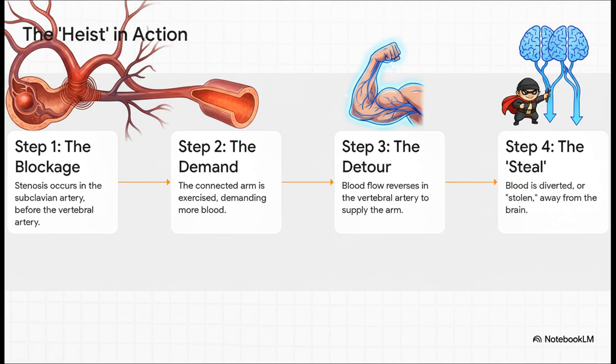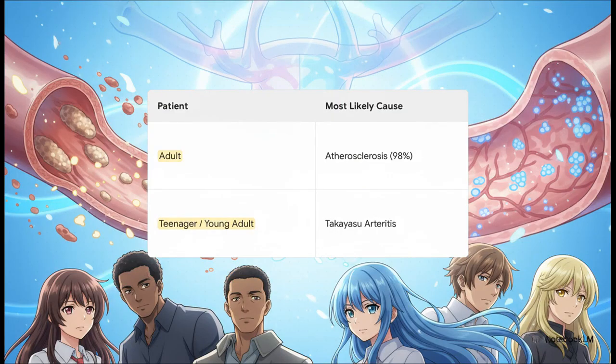It finds a workaround. Blood goes up the vertebral artery on the good side, crosses over in the brain, and then flows backwards down the vertebral artery on the blocked side to feed that hungry arm. And in doing so, it steals blood away from the brain's posterior circulation. The heist is complete. Now, what's causing that blockage in the first place?